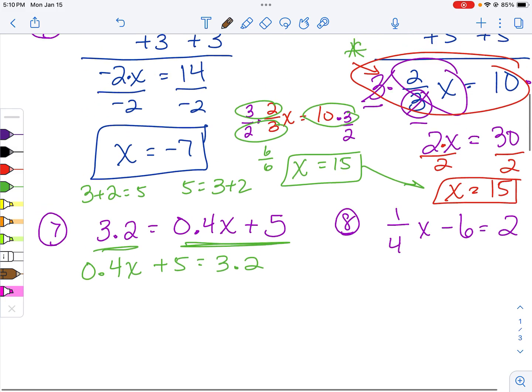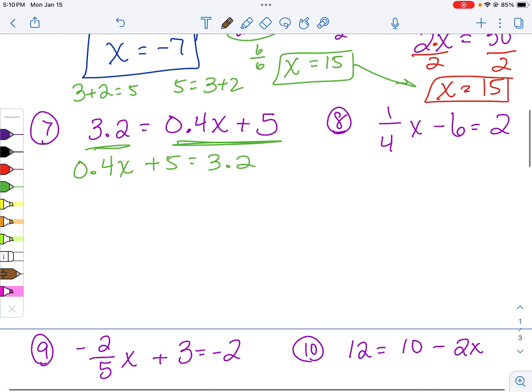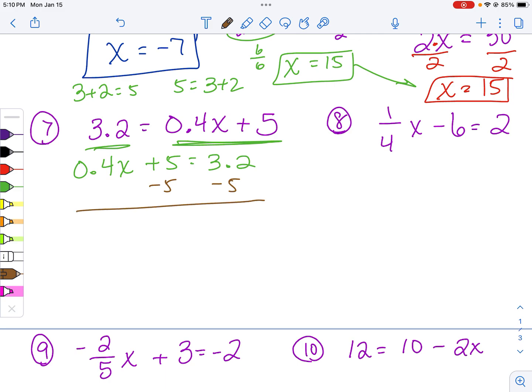So now this looks very similar to number 5 that we did. I have a plus 5 on the left side. So I want to do minus 5 and minus 5. I'm going to get rid of that line there so it doesn't look like division. So we're going to go minus 5 and minus 5. So the downside here is we have some decimals, and that's okay. We're just going to go to our calculators, and we'll type in 3.2 minus 5. And that gives us negative 1.8 on this side. Okay, on the other side, we have our 0.4x.